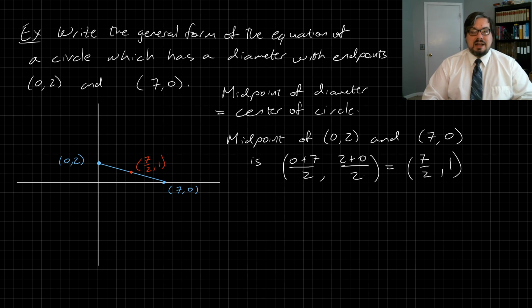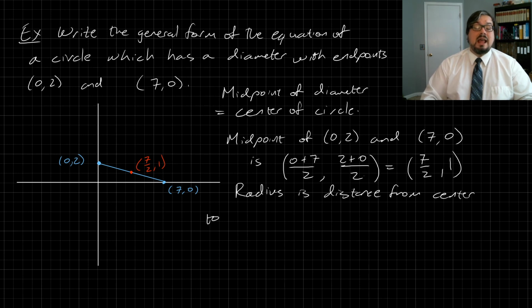Of course, now we need the radius. And to get the radius, what we can do is find the distance from the center to any point on the exterior of the circle. And we know two of them. We know 2 points on the exterior of the circle, so we can just use one of them. So the radius is the distance from the center to any point on the circle, and I'll pick 0, 2 as an arbitrary choice. You could also have picked 7, 0 just as well.